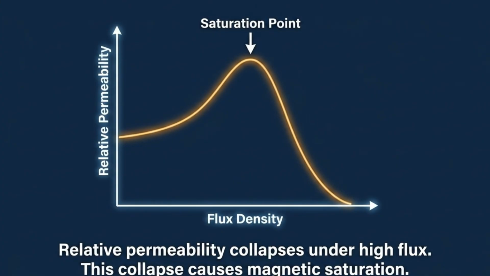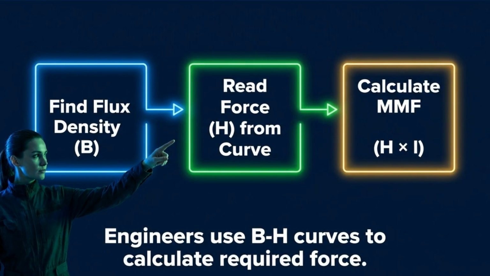Magnetic saturation occurs because relative permeability collapses under high flux density. This collapse limits how much magnetic flux a material can carry. Engineers use BH curves to calculate the required force. They find the flux density, read the magnetic field strength H from the curve, and then calculate the MMF.